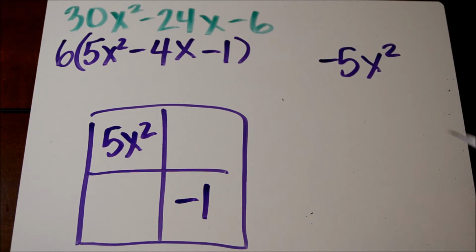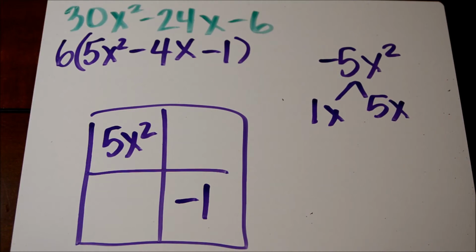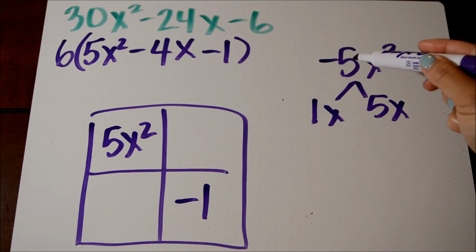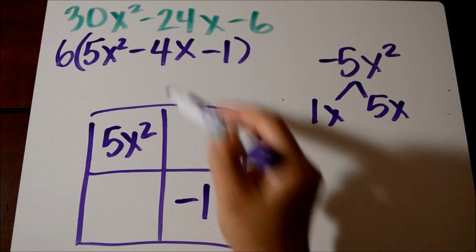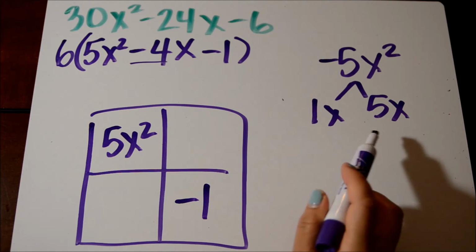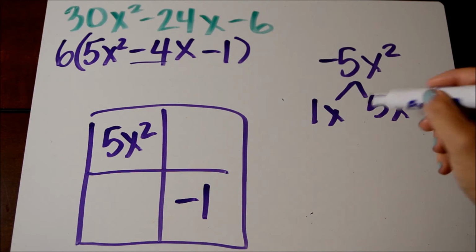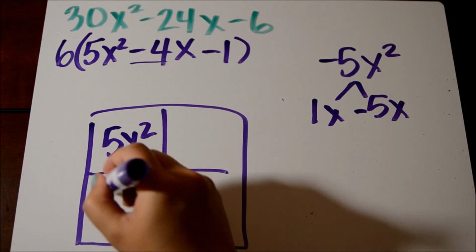The factors of 5 are 1x and 5x. So we know one of them has to be negative because it has to multiply to give us that negative 5x squared. And we also know that it has to add to give us negative 4. So we have to figure out, is it 1 or is it 5? And in order for it to add up to be negative 4, it has to be the negative 5.